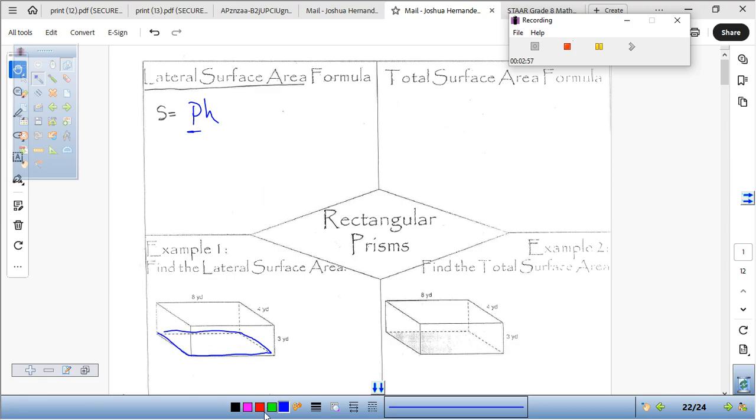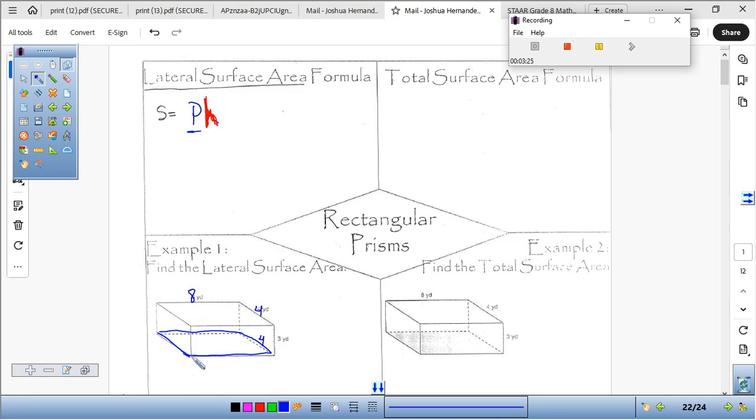I'm going to color coordinate it, so I'll change it to red over here and make that an h. So how do you get the perimeter? Well, it's the distance around. I really can't tell if that's a 2 or a 4. Looking at this one here, it's a 4. We're going with a 4. So that's a 4 down here, and then that's an 8 over here.